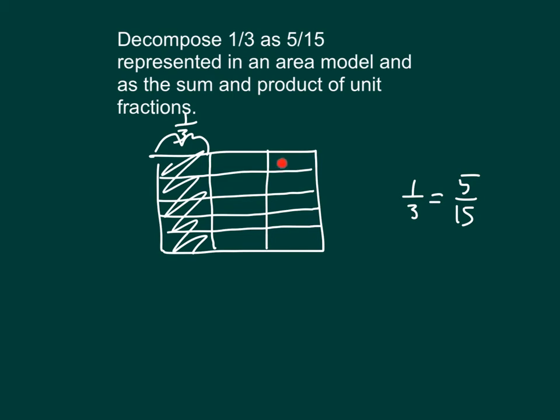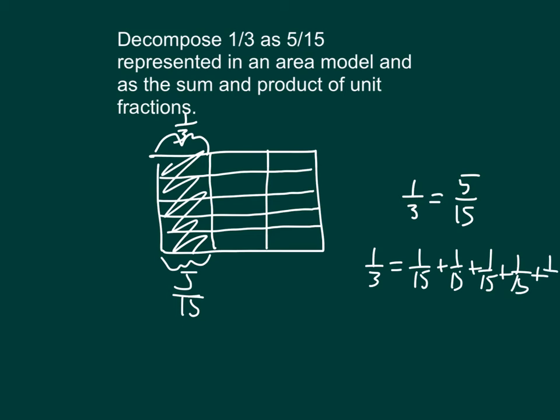And as you see here, we have 1, 2, 3, 4, 5, 6, 7, 8, 9, 10, 11, 12, 13, 14, 15ths in our figure. Now 1/3 does equal, as you see here, 1, 2, 3, 4, 5/15ths. And we can express this as the sum of unit fractions. We have 1/3 equaling 1/15th plus 1/15th plus 1/15th plus 1/15th plus 1 more 15th. And written much more easily as 5 times 1/15th. 1, 2, 3, 4, 5 fifteenths.